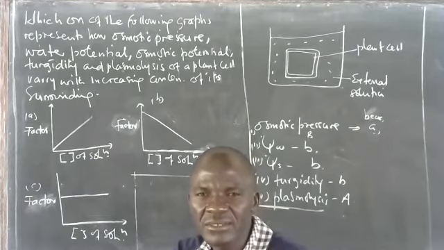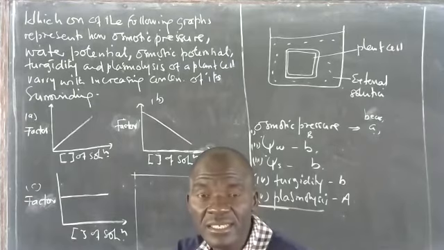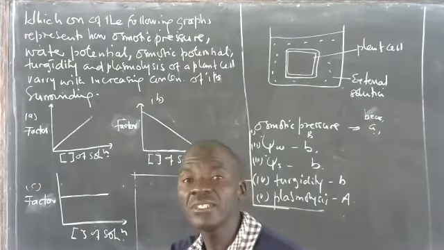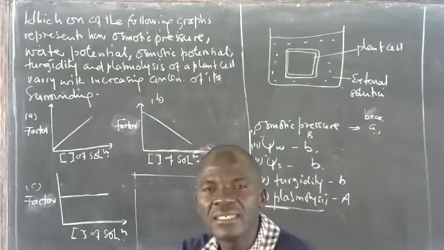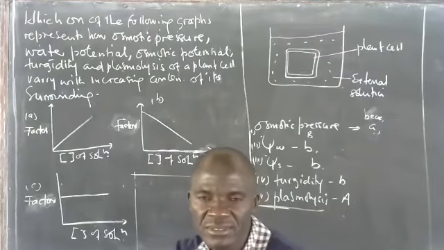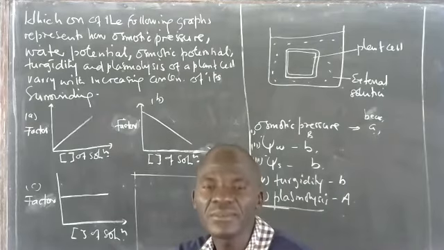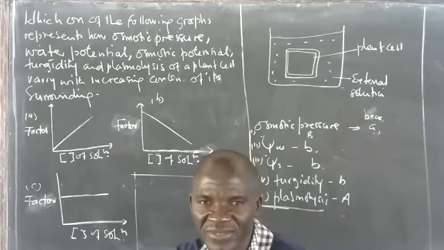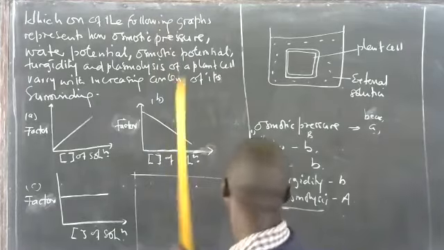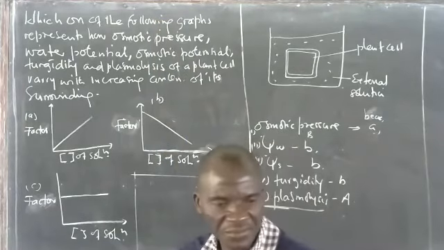And since solute potential measures the tendency of a cell to lose water by osmosis, then its solute potential, or osmotic potential, will be very low. Now, let's go to the next one. How about turgidity?